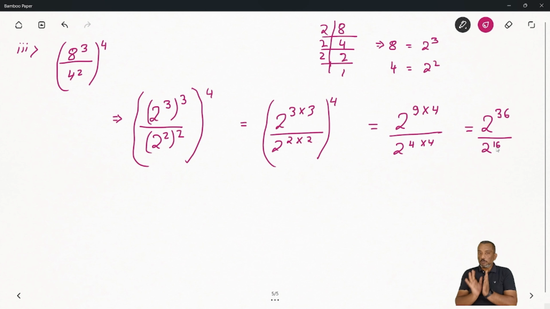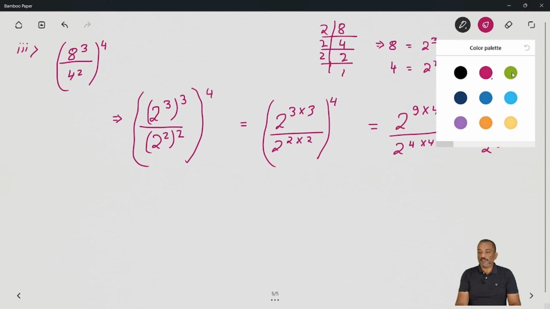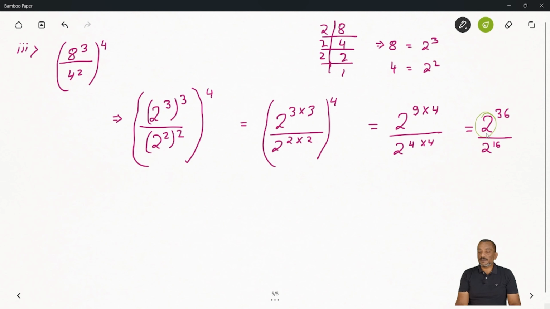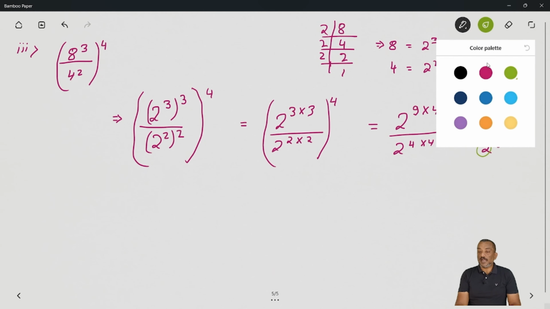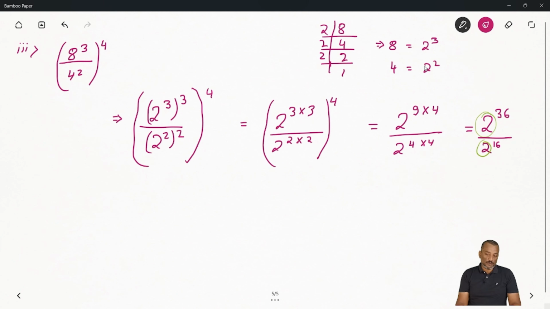Now you can say both having the same base here. So now we can apply our law that is called the quotient law. So simply we can say 2 raised to the power 36 minus 16. So how much will you get here? 2 raised to the power 20. So this way we can solve any such type of question in an easy way. Hope you understand. Now this way you have to solve.